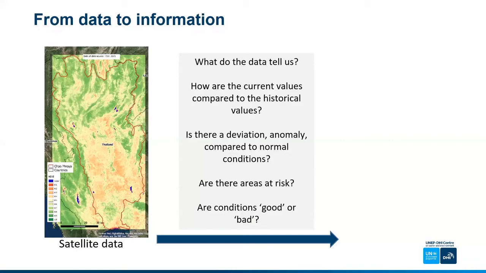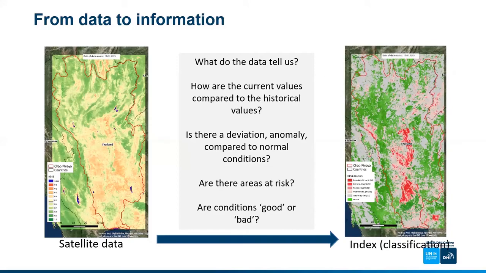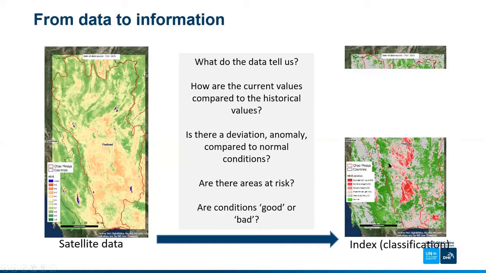So we have a number of indicators, for example, deviation, anomaly, that help us to compare the current situation to normal conditions. And then we can get another type of map like this one, which gives us indication about areas of the country that are experiencing a deficit of vegetation. So there is less vegetation than is normally observed for this time of the year. And we can see some green areas here where the vegetation cover is higher than expected, and the red area where the vegetation cover is lower than expected.